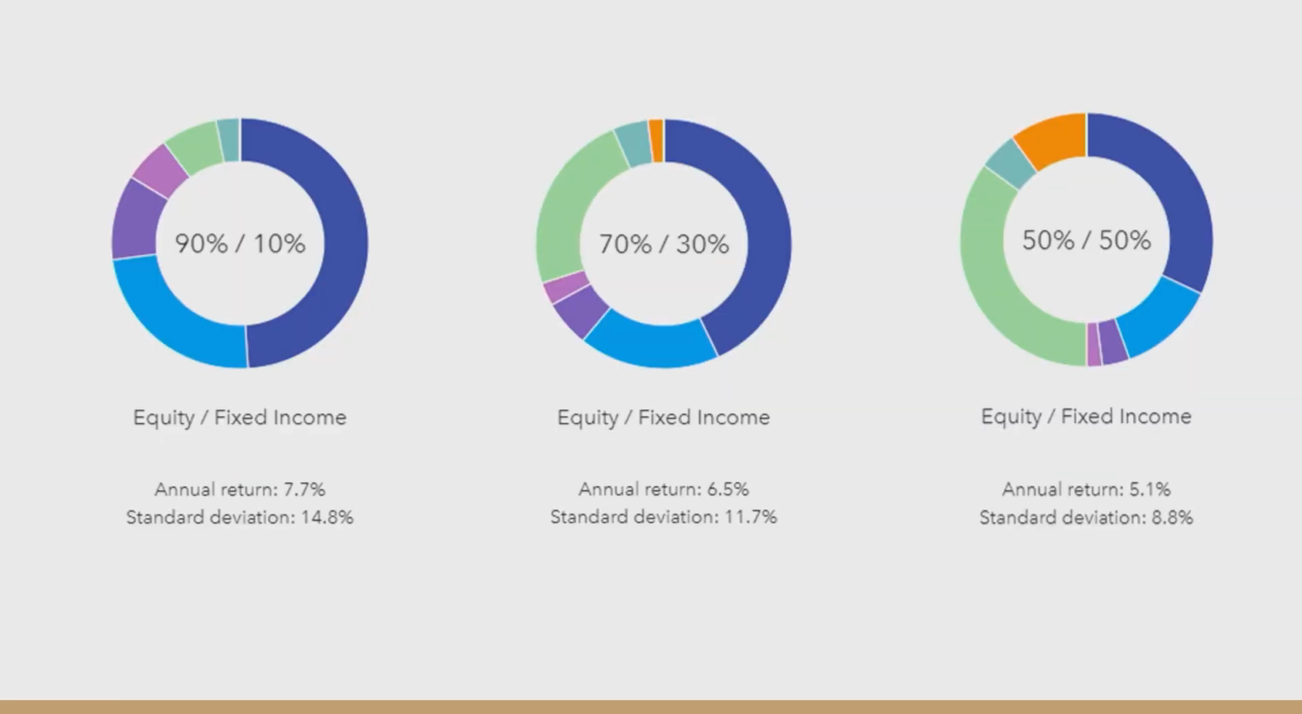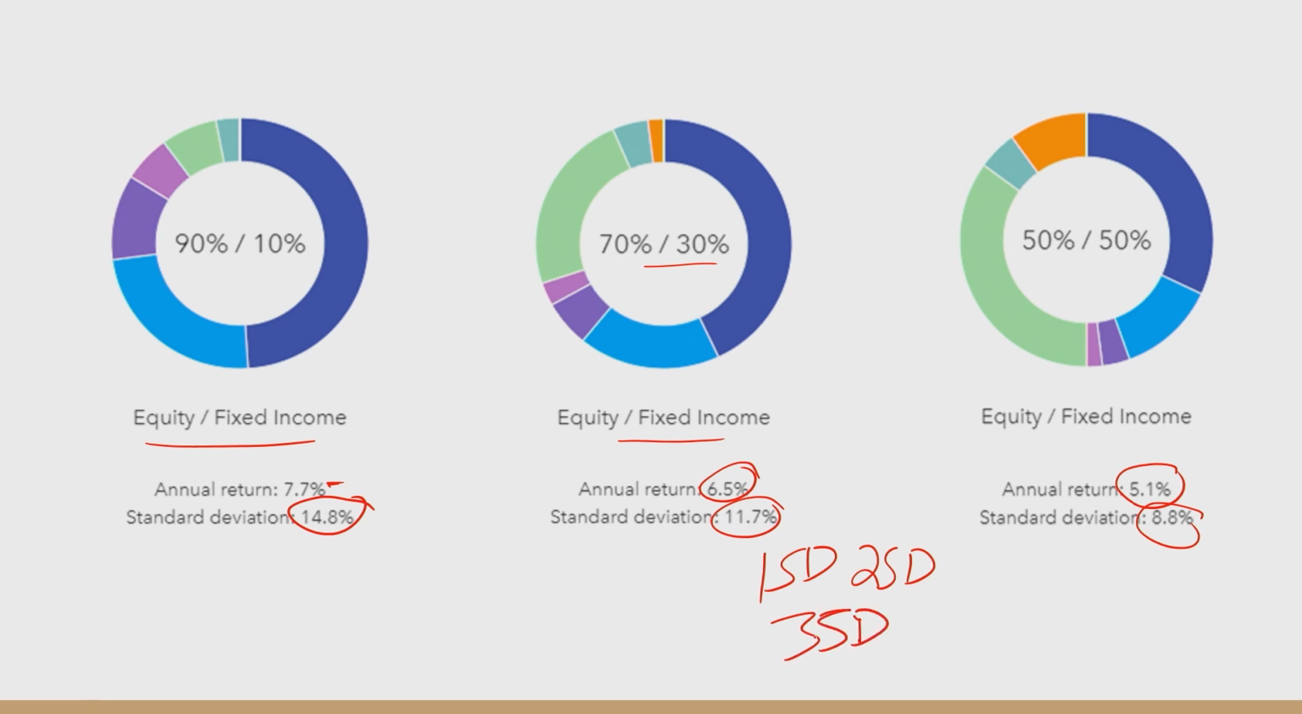Here's a look at a breakdown, directly from our office, of what the average annual return and the standard deviation is for various model portfolios that we have. The equity of a 90-10 portfolio has had an average return of around 7.7 for a standard deviation of 14.8. Equity fixed 70-30, 6.5, 11.7, and 50-50, 5.1 with a standard deviation of 8.8. What does this tell us? Again, what you would do is write these numbers down and look at 1 standard deviation, 2 standard deviation, and 3 standard deviations to know what is possible around the average. That is key.